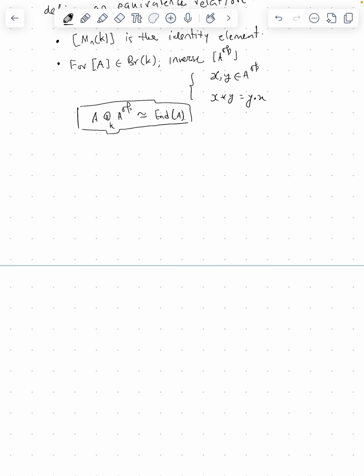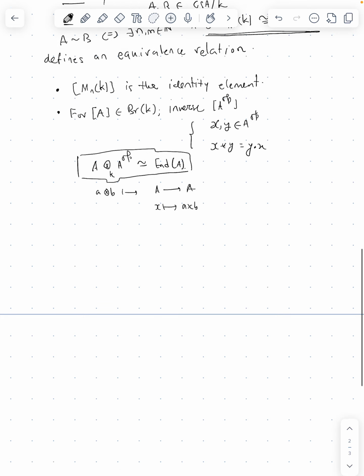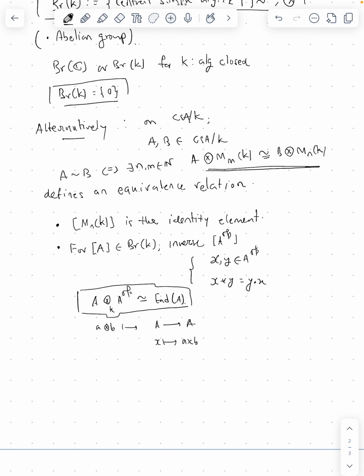And how do you show it? You take one element a from here, one element b from here, a simple tensor like this, and you send it to this map. It's going to a. Then you can check that it actually defines an isomorphism. Okay, so that is how one defines the Brauer group for a field.